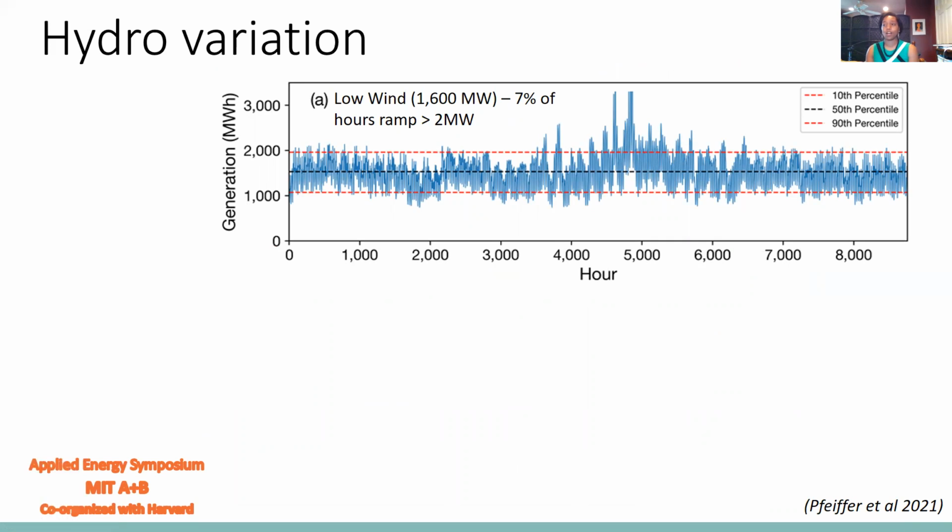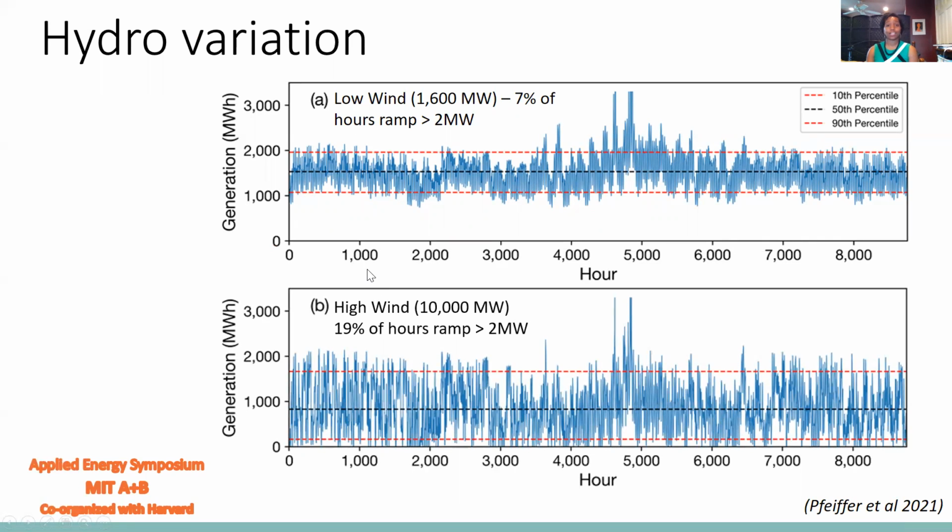Here is the output of one of our analyses. This is the case where we have low wind deployment in the New England region, that's 1,600 megawatts. And just 7% of the hours will have a ramp of greater than 2 megawatts. Here we're seeing our generation, and along the x-axis are the hours in the year, and the red lines represent the 10th and 90th percentile of all the hours that we're ramping, and the blue represents the ramp. Now we see this change a lot as we are increasing our offshore wind.